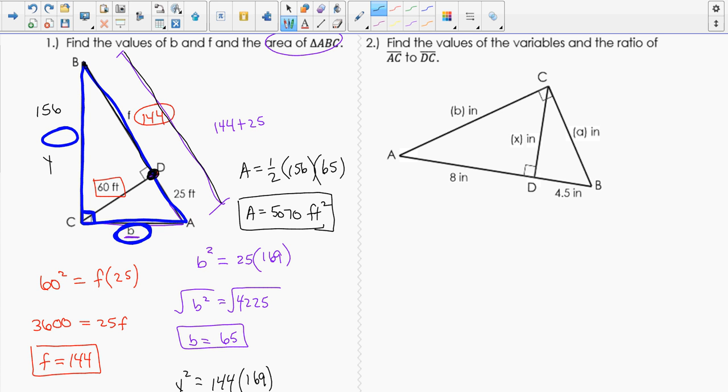Okay, so I found F, I found B. I had to find segment BC so that I could then do the area. If I wanted to, I could find perimeter because I could go back and add up all my sides. Okay, all right, next one.